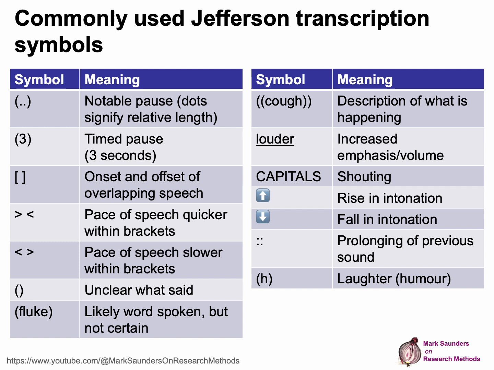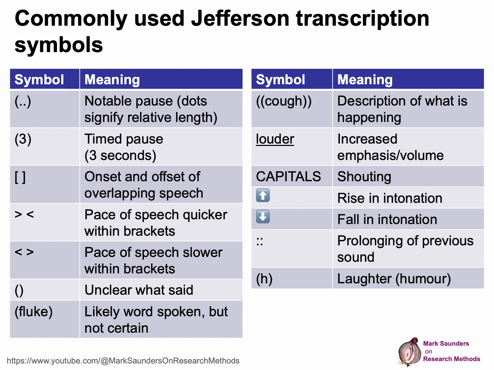We also have people doing things that's going on. So they might cough, and then we can put that in double brackets, and that description of what's happening always happens in double brackets. So we can talk about perhaps how people are wringing their hands, rubbing them together. As people's voices get louder, we can actually emphasise that by putting a line underneath it. And when people are shouting, we use capital letters.